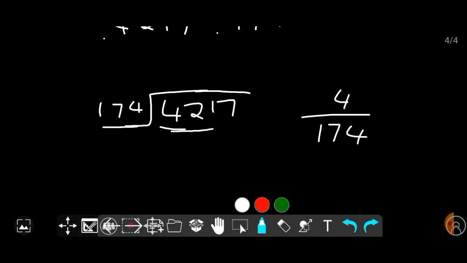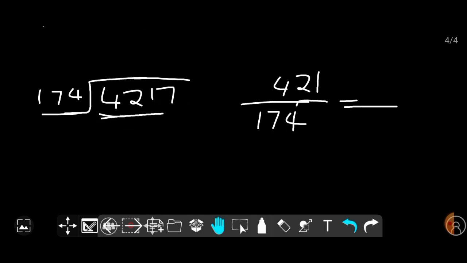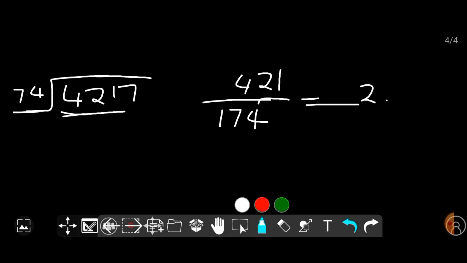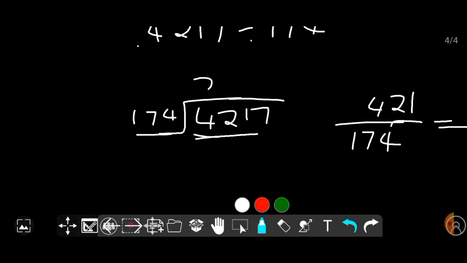So I go to 42. 42 still doesn't go. So I go to 421. And now that's when I divide. 421 divided by 174. Then I get 2 comma something. 2 comma blah blah blah, and I'm only interested in this number, so I take my 2 and write it there.